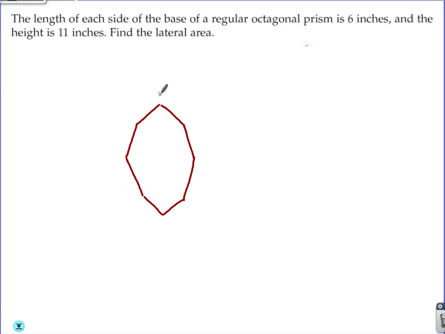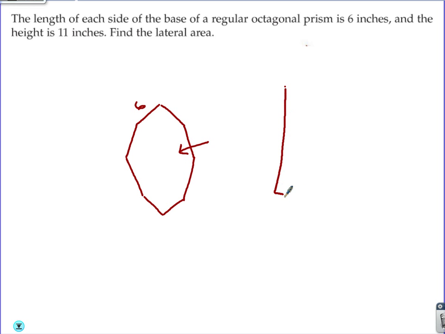So here the length of each side of the base of a regular, notice it's regular, so it means that all sides are 6. The height is 11. Now how in the world are we going to find that lateral area? I wish I had that 3-dimensional shape. So you've got this base, and you've got another base on top that looks identical to this, and then you've got all your lateral faces. Can anybody picture that? Anytime you have a prism, what are your lateral faces always shaped like?